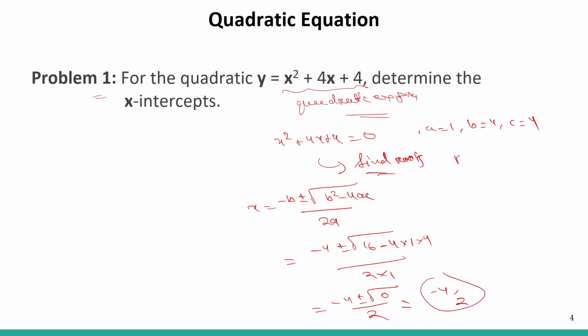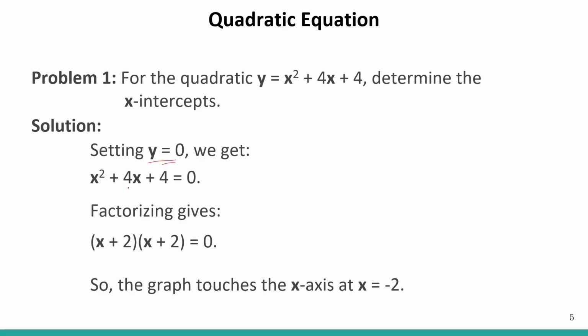As you can see here, d is equal to b square minus 4ac, that is 16 minus 4 into 1 into 4, which is equal to 0. This implies roots are real and repeated. So this root, equal to minus 2, is actually repeated twice. So the x-intercept will be x is equal to minus 2. Setting y equal to 0 and factorizing, x plus 2 into x plus 2 is equal to 0. So the graph touches the x-axis at x is equal to minus 2.